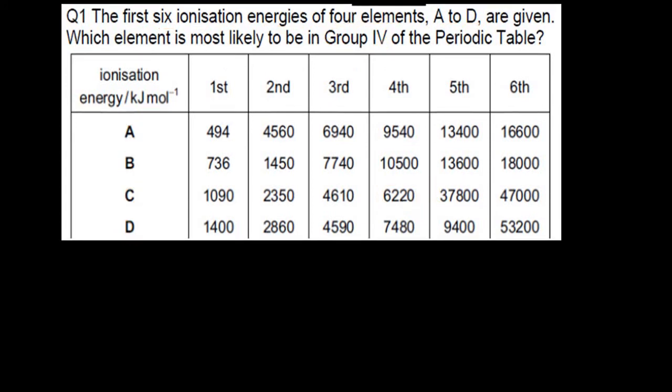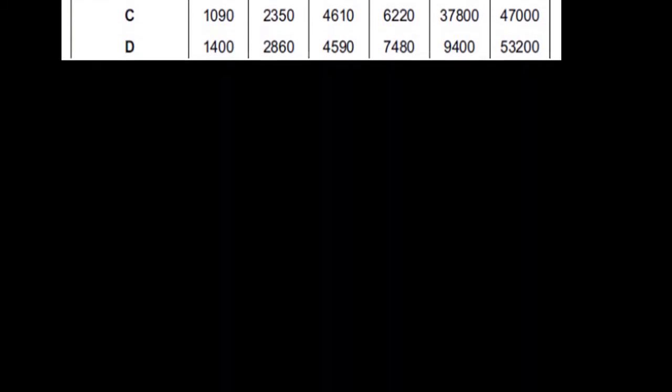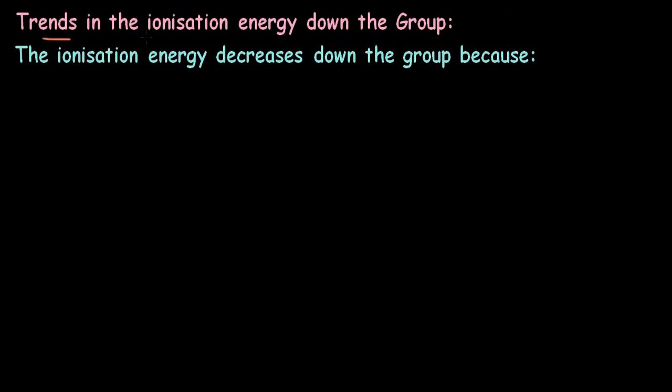Along with this, let's also understand the trend in the ionization energies down the group and along the period. If we study the trend in the ionization energy down the group, we can see that the ionization energy decreases down the group. We have already studied that in our earlier table when we compared the first ionization energy of hydrogen and lithium.